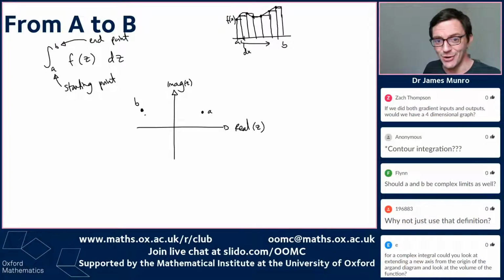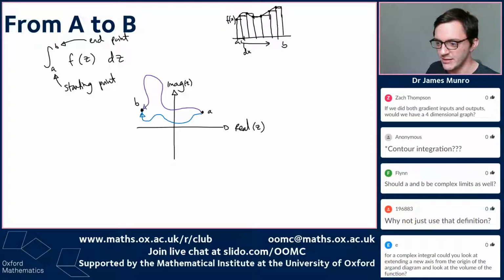Now there's an elephant in the room, there's a big problem with this. Let me show you what the big problem is. There's more than one way to get from A to B, as I think you know. You could start from A and go over like this to get to B, or you could start from A and do something like this to get from A to B. There's more than one way to get from A to B in the Argand diagram.